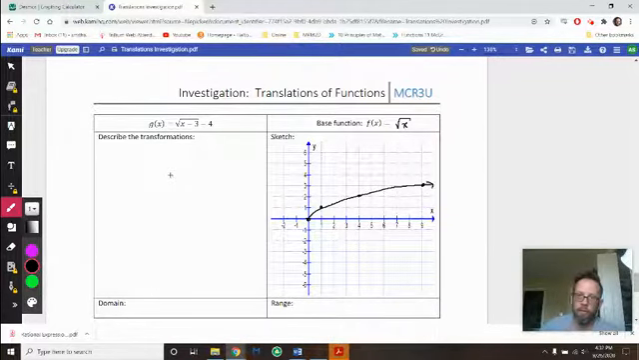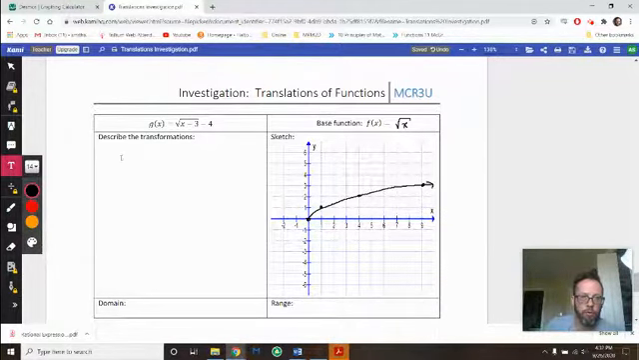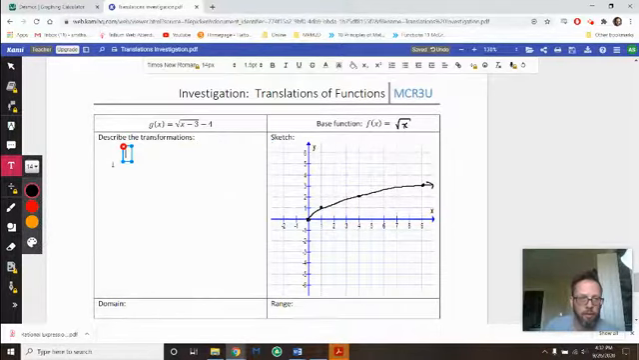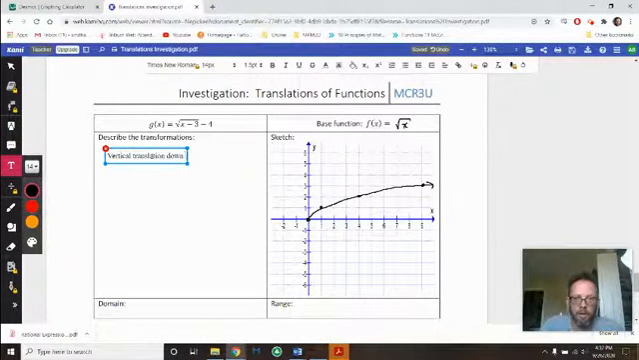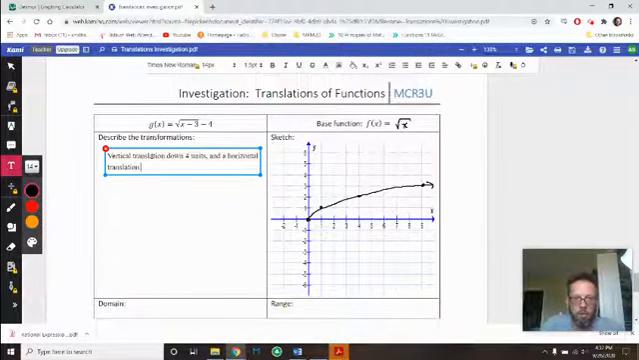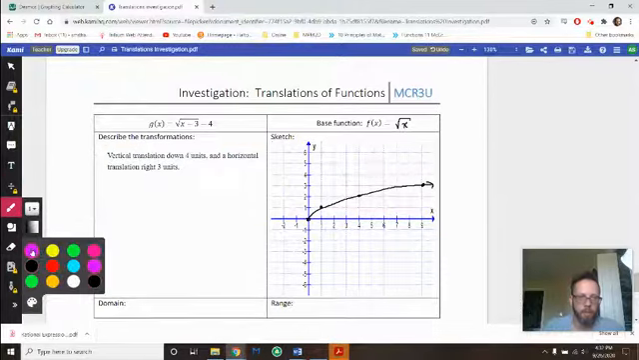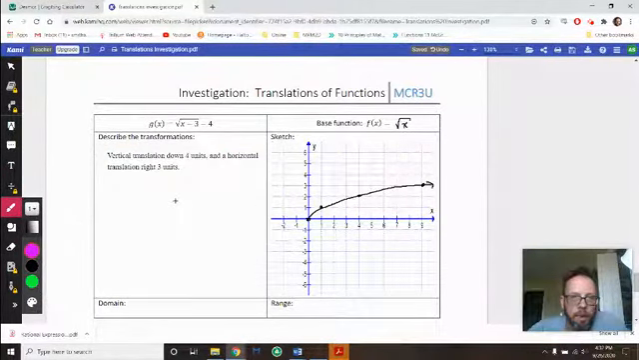Describe the transformations. So let's look at what's going on here. We have 2 transformations, 2 translations. Text box, there we go. So we have a vertical translation down 4 units and a horizontal translation right 3 units. Let's just pick up each of those points and move them. So 0, 0 goes down 4 and right 3 to here.